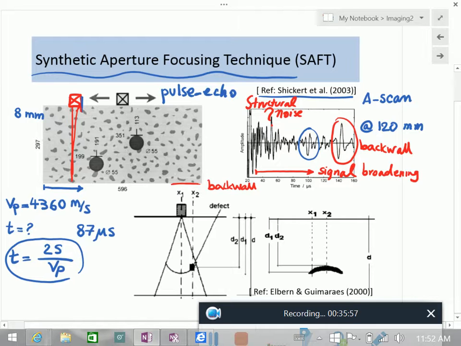There is one more thing I want you to think about. This is the last one. Why do we see a reflection from this hole? We are at 120. This hole is at 199. The hole is at 199 from the lower left corner, and I'm telling you that this A scan is recorded at 120. That's 7 centimeters.